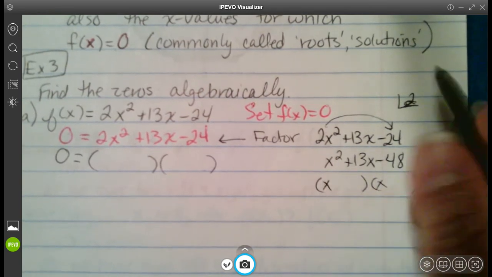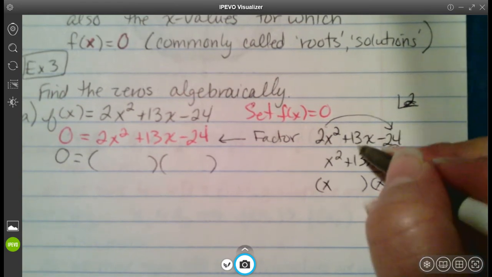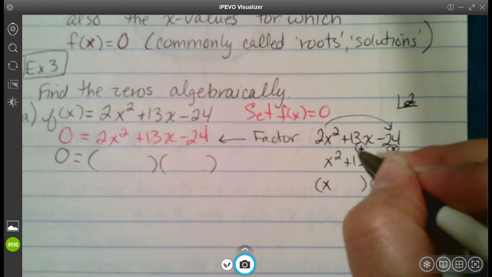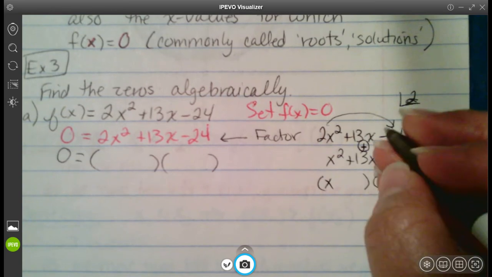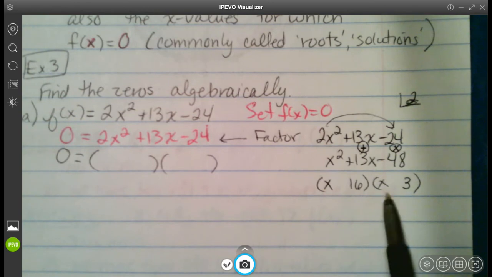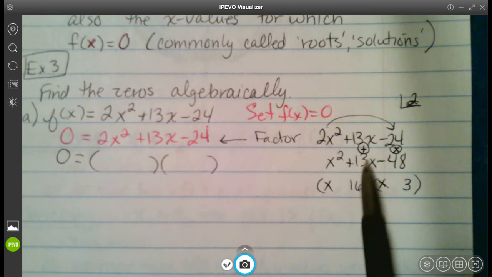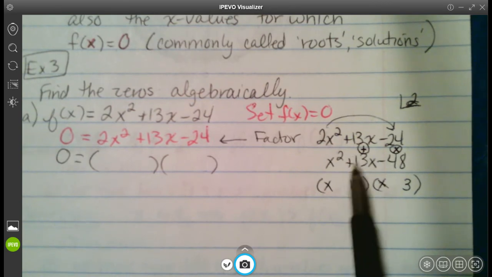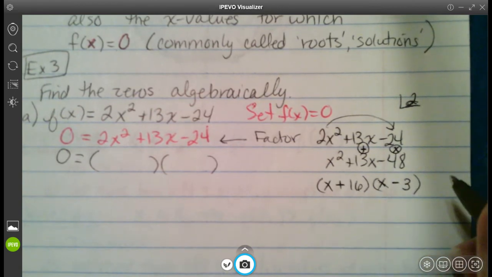Let's see, I need to find numbers that are going to multiply to negative 48, okay, and are going to add up to 13. So I know that 16 times 3 is 48, and 16 minus 3 is going to give me 13. So I can go ahead and choose that. I'm going to do 16 and 3. One of them has to be negative because I have a negative 48. That means one should be negative. Since my middle number is positive, though, I'm going to keep my bigger number positive. So it's going to be plus 16 minus 3, okay?